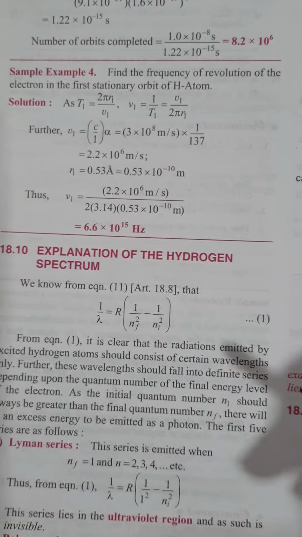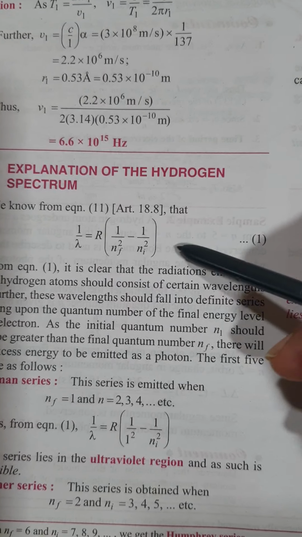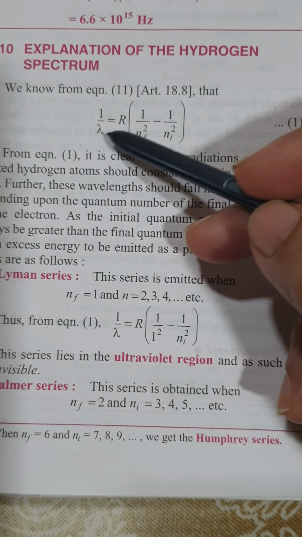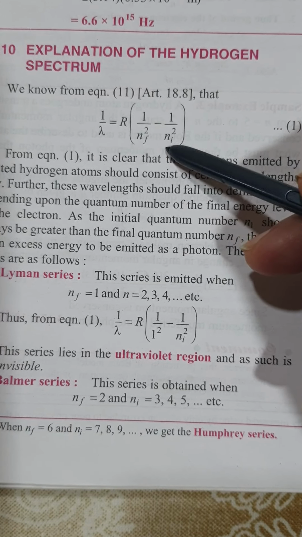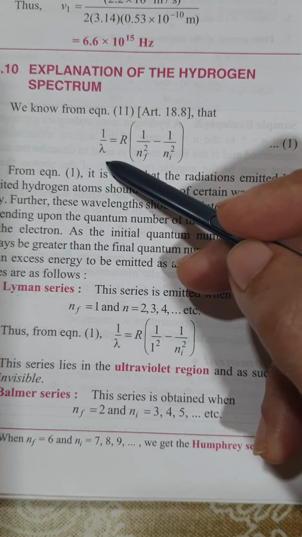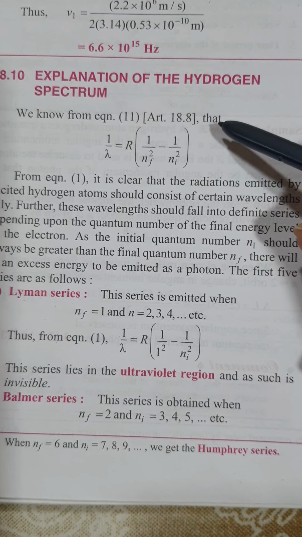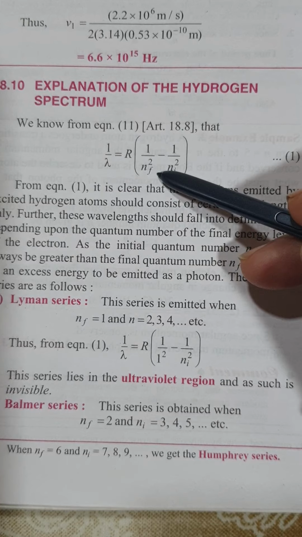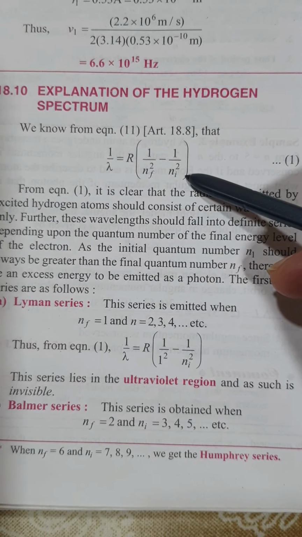Let us study now in detail about the hydrogen spectrum. We had already learned this equation: 1 upon lambda is equal to R times (1 upon nf square minus 1 upon ni square), where lambda is the wavelength, R is the Rydberg's constant, nf is the final quantum number, and ni is the initial quantum number.